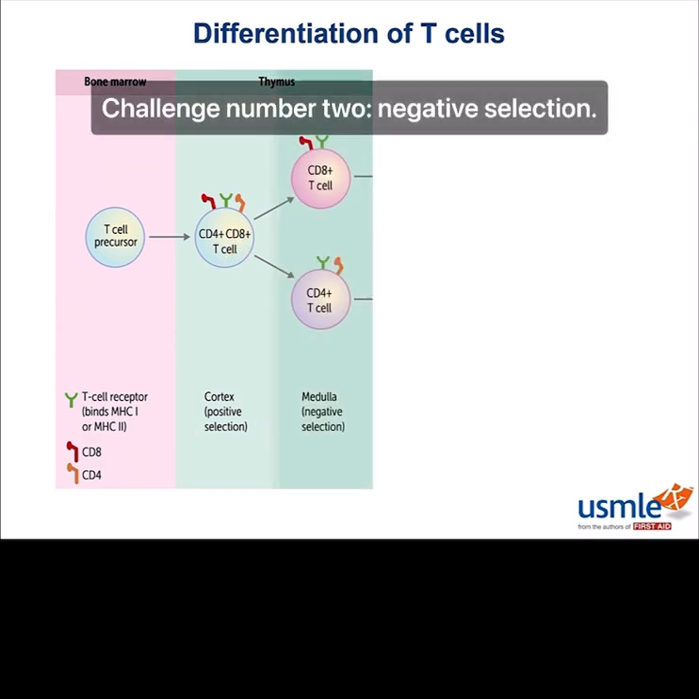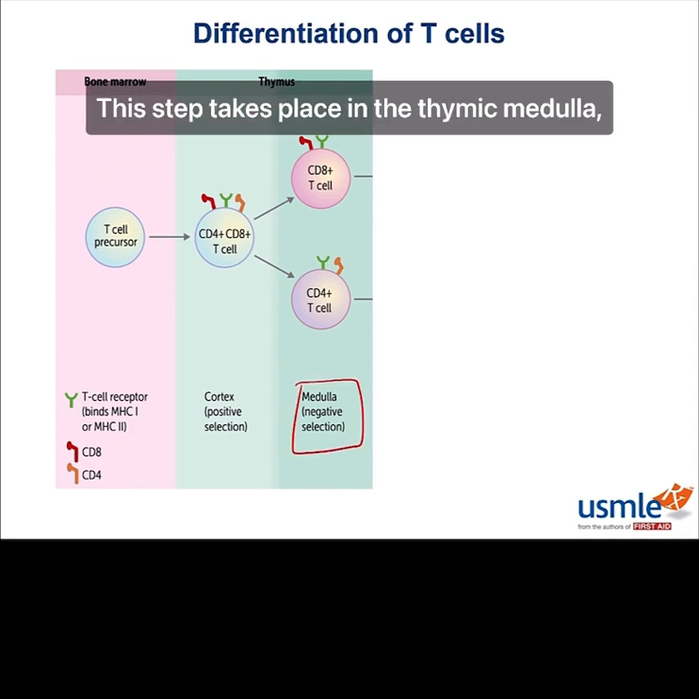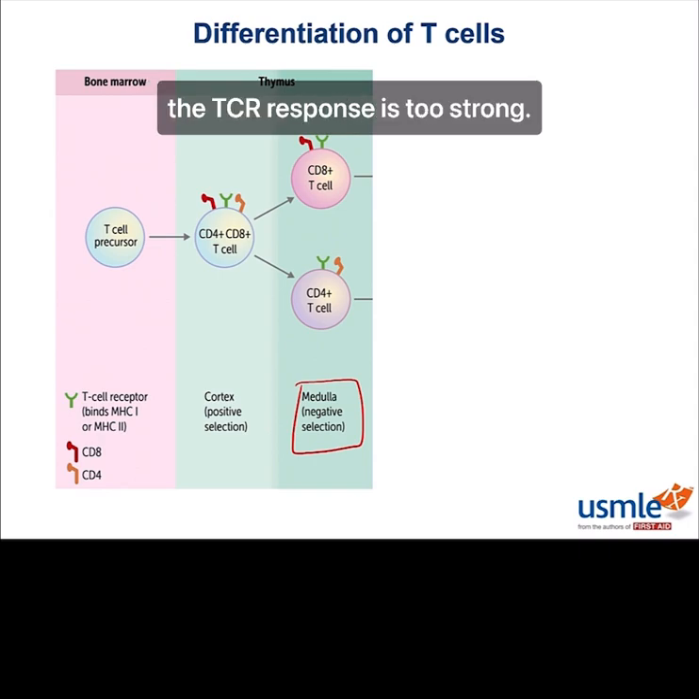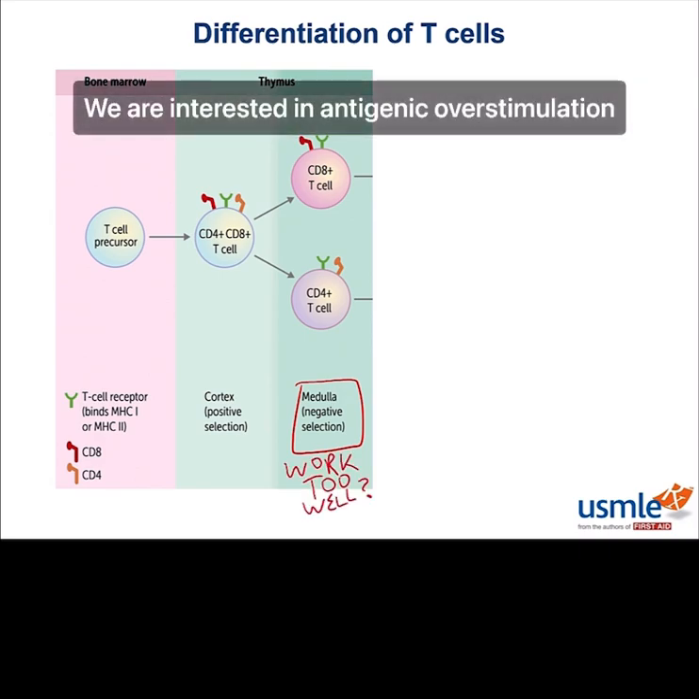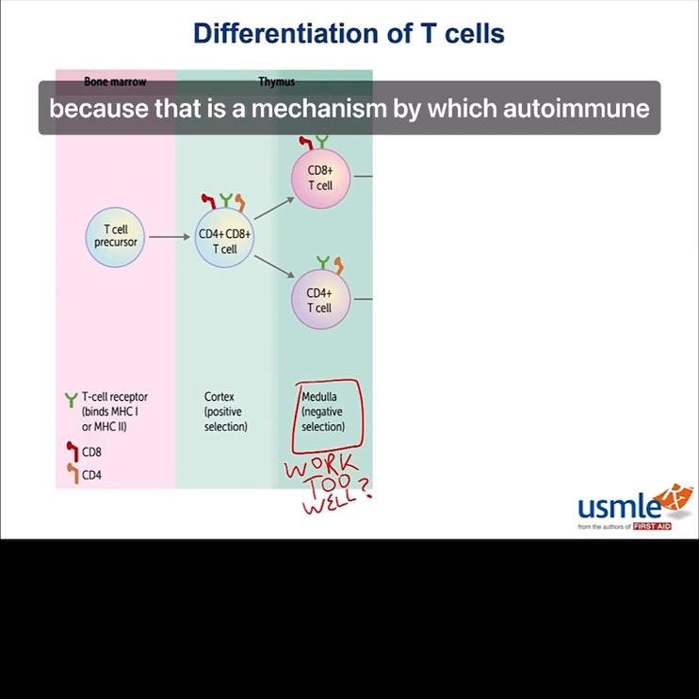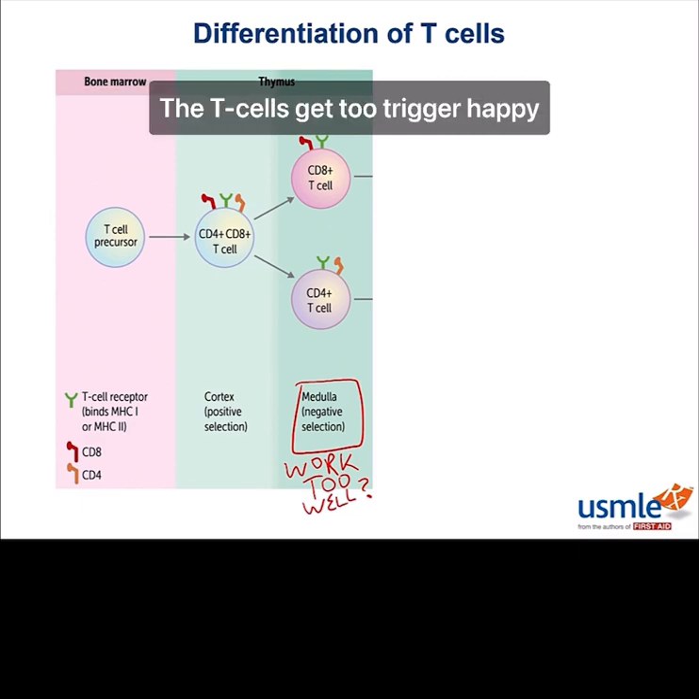Challenge number 2, negative selection. This step takes place in the thymic medulla and is essentially testing whether the TCR response is too strong. So, negative selection essentially asks, do you work too well? We are interested in antigenic overstimulation because that is a mechanism by which autoimmune diseases arise. The T cells get too trigger happy and destroy their own healthy tissue. The ones that do not pass either apoptose or become regulatory cells.